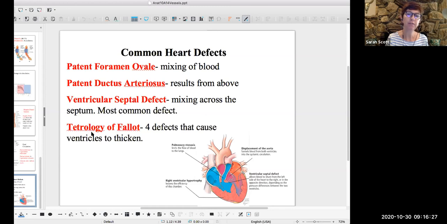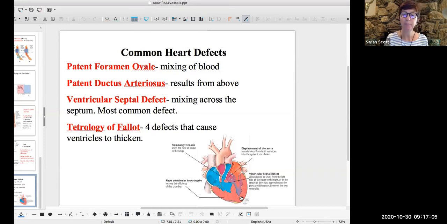And then tetralogy of Fallot, I assume this is somebody's name. This is a series of defects. Basically, this is all of them all together. And so you have a real mixture of blood. And you may have a lot of malformations, such as a narrowing of the pulmonary trunk, opening of the septum, and the aorta may be in the wrong place. It's basically getting blood from both ventricles.